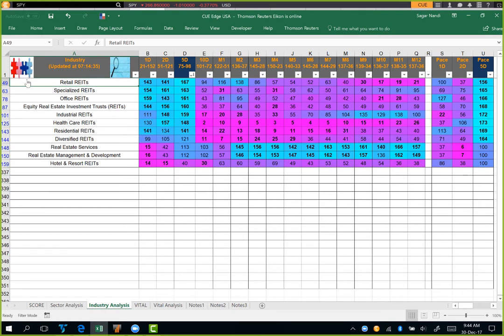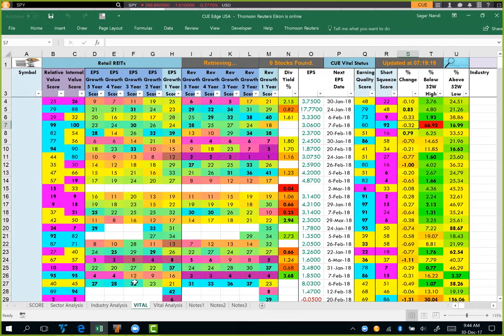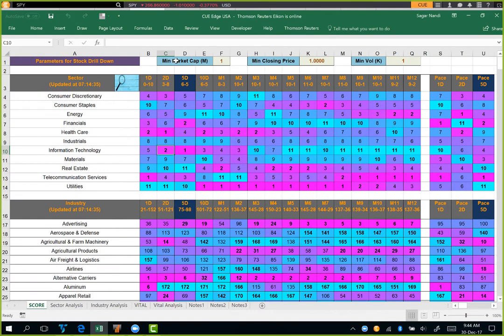We can click the get components button. QH will go to the universe, that is Thomson Reuters, and retrieve the stocks. Okay, it has found 31 stocks. So it finds either 28 or 31 based on our selection criteria. That is in the score tab. Here I am trying to find stocks with minimum market cap of $1 million in this case, minimum closing price $1, minimum volume 1K.